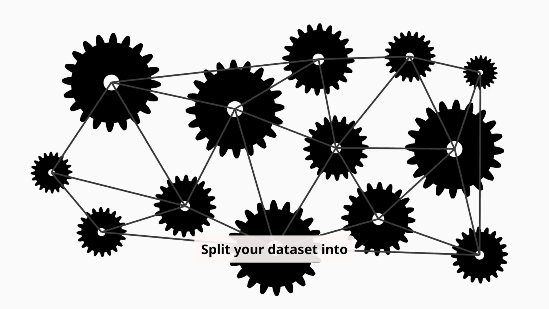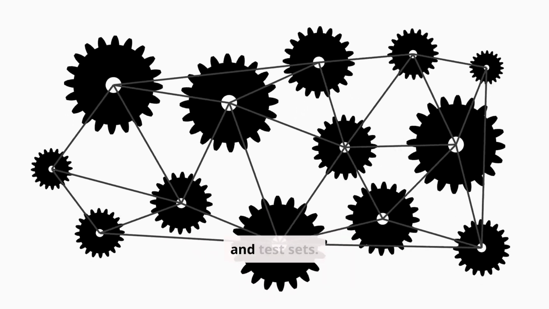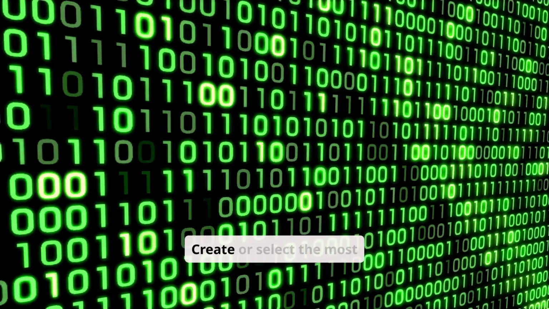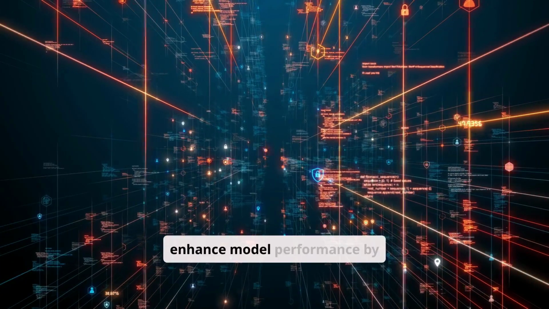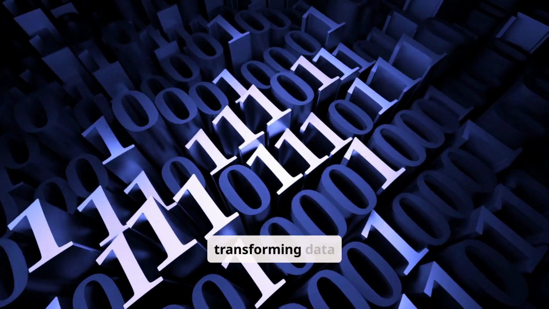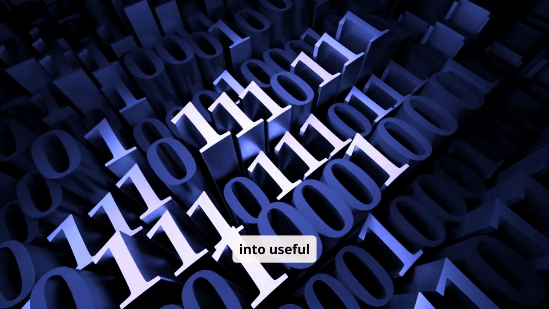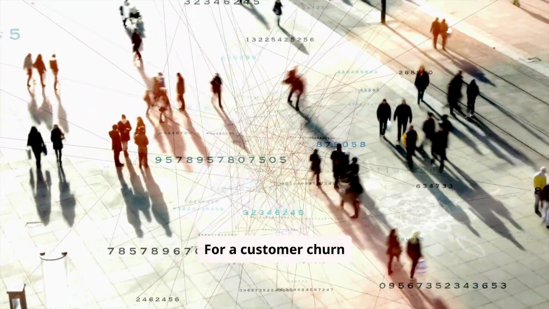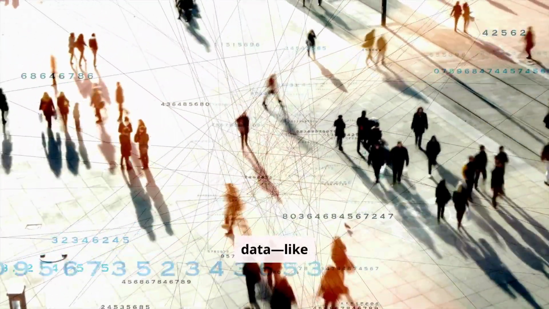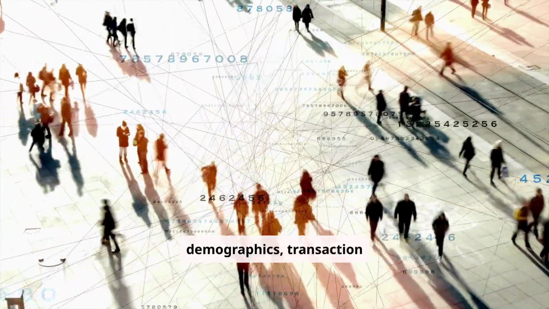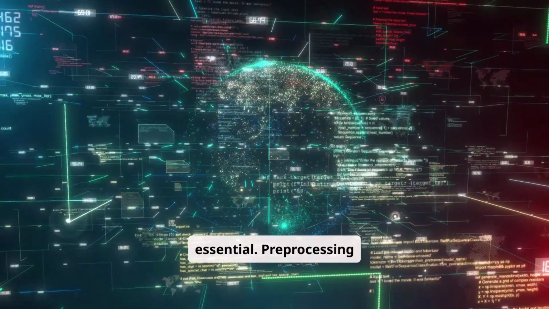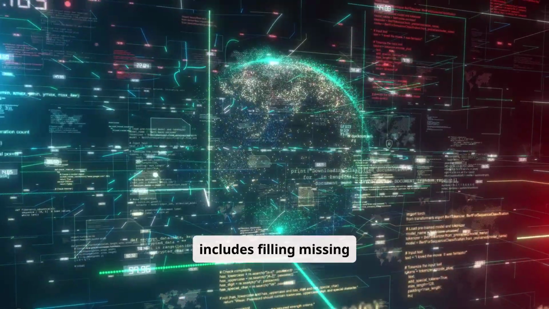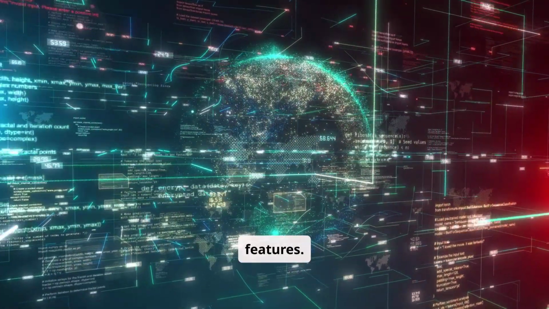Split your dataset into training, validation, and test sets. Create or select the most relevant features from raw data to enhance model performance by transforming data into useful inputs. For a customer churn project, gathering relevant customer data, like demographics, transaction history, and subscription details, is essential. Pre-processing includes filling missing values and normalizing features.